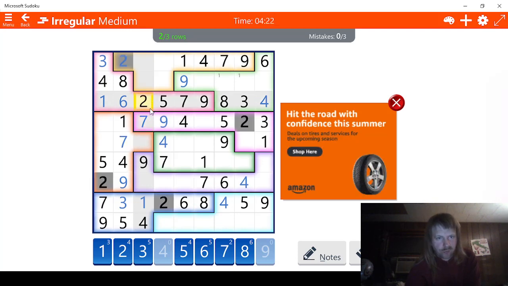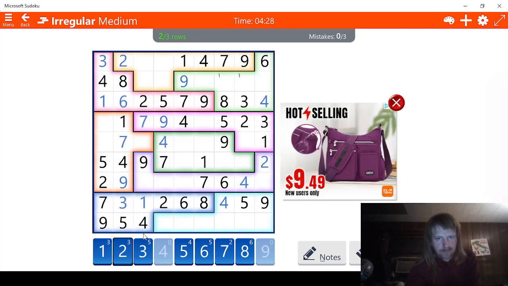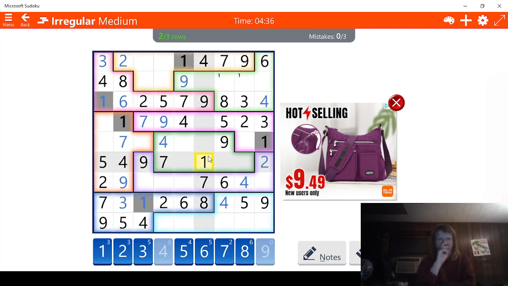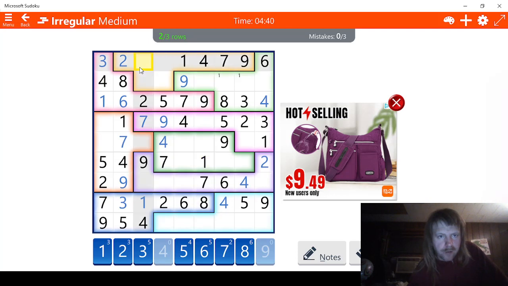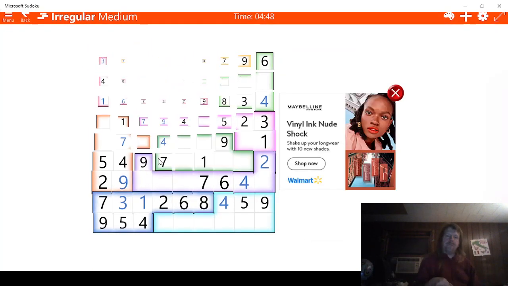Okay, 2s. We already know where the 2s are for the most part. There has to be a 2 right here, obviously. Five. This has to be a 5 right here. And this means this has to be an 8. I know beyond the shadow of a doubt this is an 8. There we go. And we win.